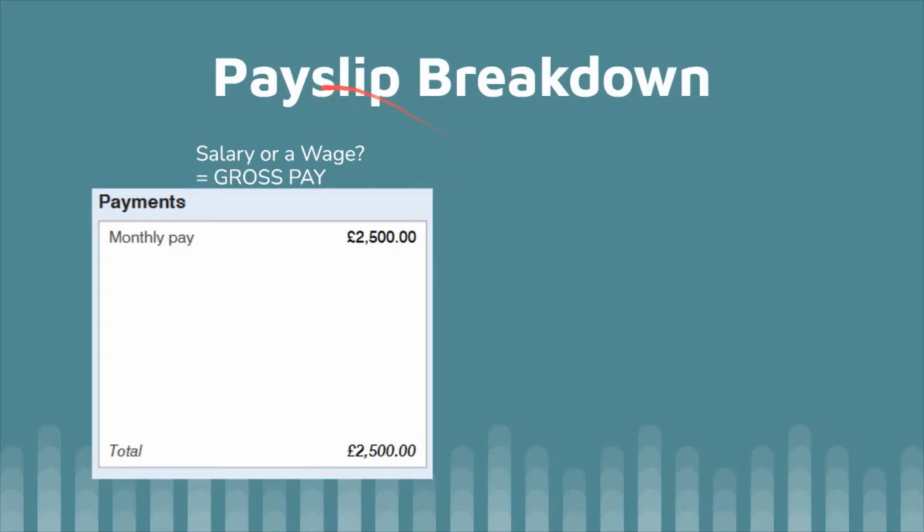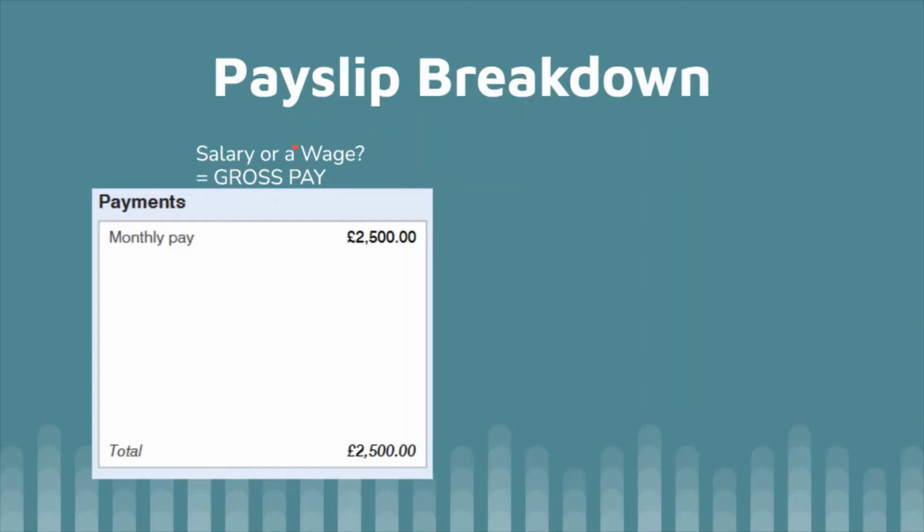So let's look at the payments. You should see a section which just details your payments. Is it going to be a salary or a wage? Just to distinguish between the two. A salary is normally a fixed amount. It's normally based on an annual value. So for example, on screen here, we have £30,000 a year, and that breaks down to £2,500 per month.